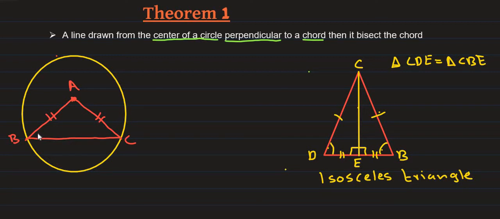So theorem number 1 says: a line drawn from the center of a circle perpendicular to a chord, then it bisects the chord. A line is drawn from the center perpendicular to the chord. Perpendicular means a 90 degrees angle. We prove that BE is equal to EC.